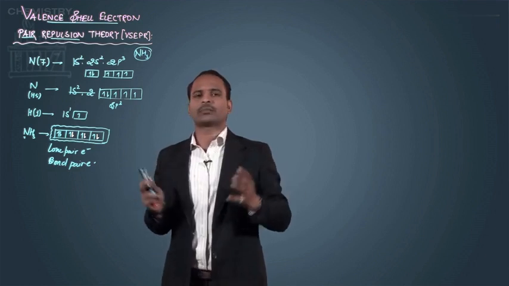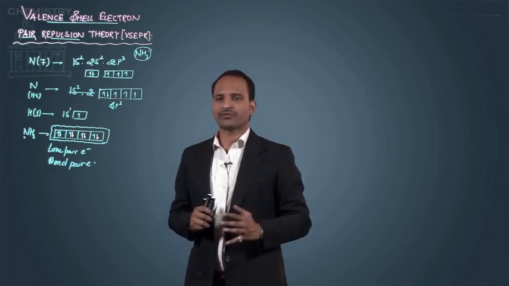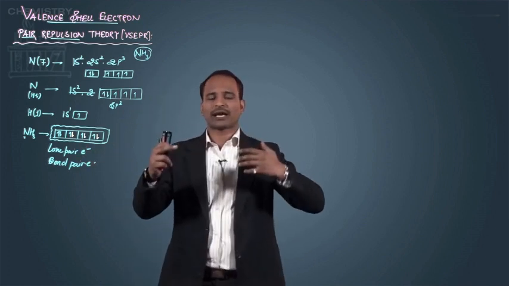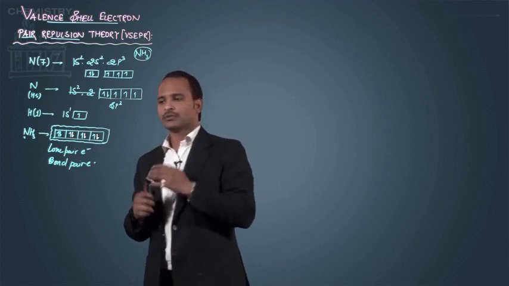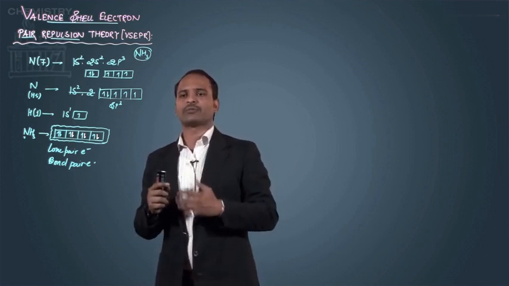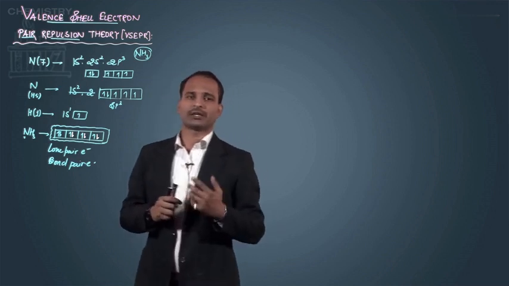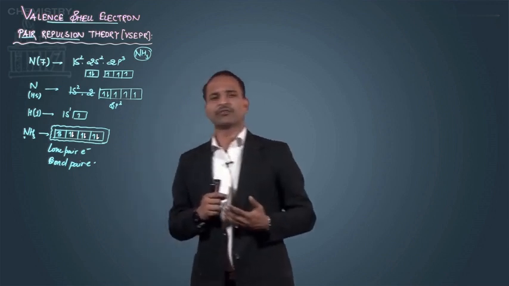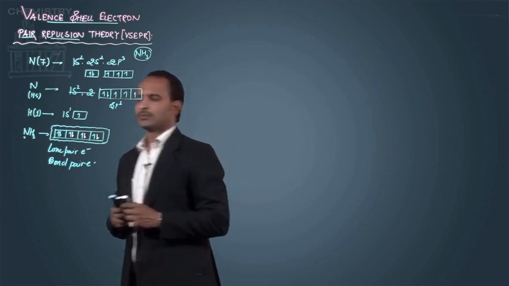So these orbitals orient themselves in such a way that the distance between them is maximum. They should be as far away from each other as possible, so that the repulsion will be minimum. And if the repulsion is minimum, it means the energy of the molecule will be minimum and the stability will be maximum.